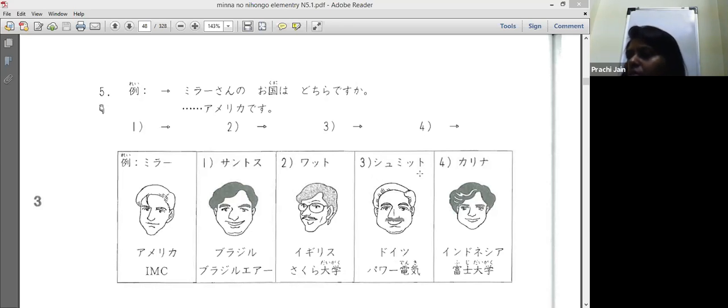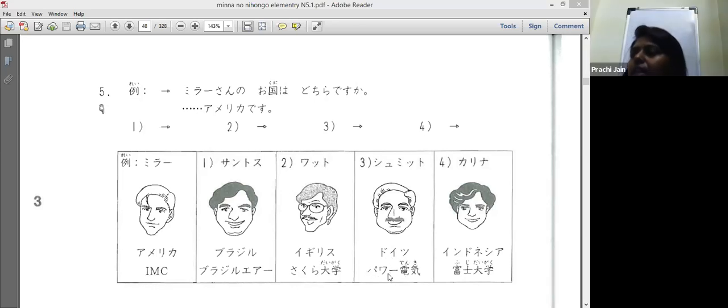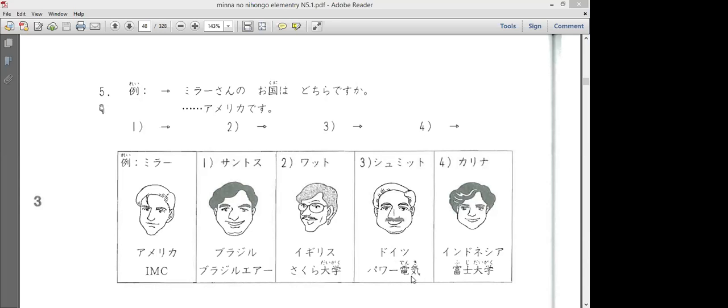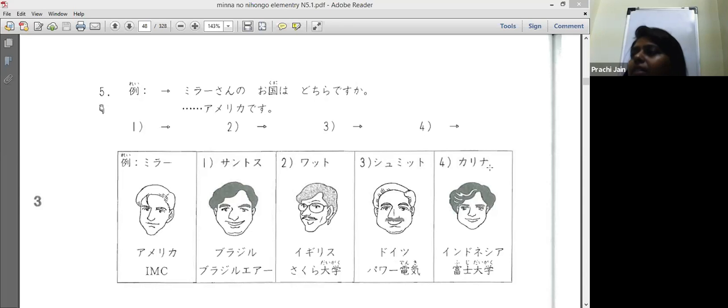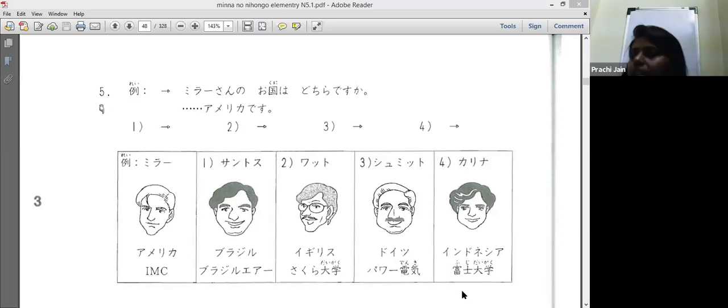Then Sumito. Country name? Doitsu. Company name? Pawa Denki. Next, Karina. Country name? Indonesia. And the company's name? Fuji Daigaku. It's a university name. Fuji University.